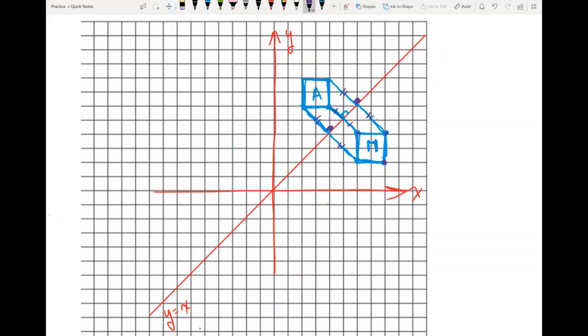Now remember that you don't change any size, so the lengths of the segments are the same, and the angles are still the same. There's no change in the length of the sides or the measure of the angles. You only have an image with respect to the line y equals x.